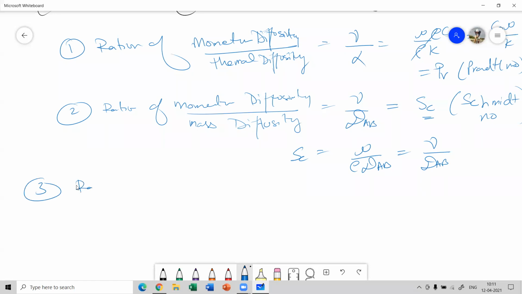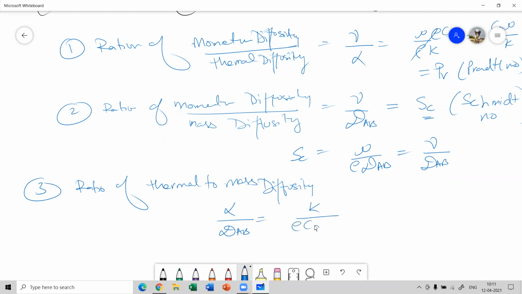Third, if you take the ratio of thermal to mass diffusivity, so that is alpha by DAB. So what is that? That is alpha, which is k by rho Cp, by DAB. It's called the Lewis number.